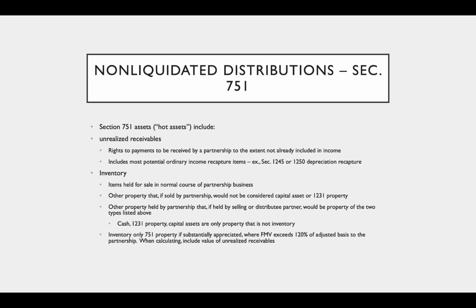However, inventory is only Section 751 property if it's substantially appreciated, and that's defined as the fair market value of the inventory exceeds 120% of the adjusted basis to the partnership. But when we're calculating this, we include the value of unrealized receivables. So we include the value of all of these things on this slide.